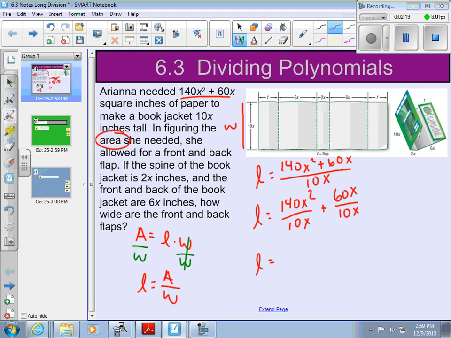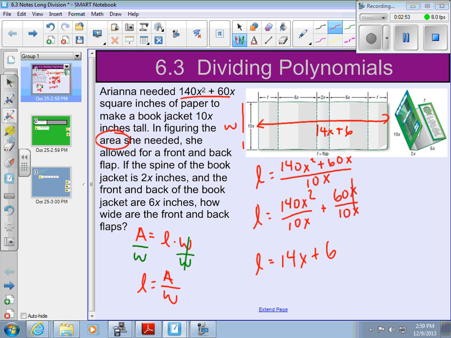So doing some cancellation here, we know 10 goes into 140 14 times. X cancels out with x squared, leaving one x on the top. Similarly with this other one, 10 goes into 60 6 times. These x's cancel out, so it'd just be 14x plus 6. So what that is telling us is the distance all the way across this is going to be 14x plus 6. So this distance all the way across, 14x plus 6.